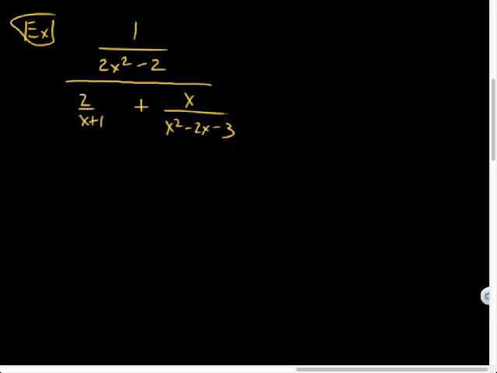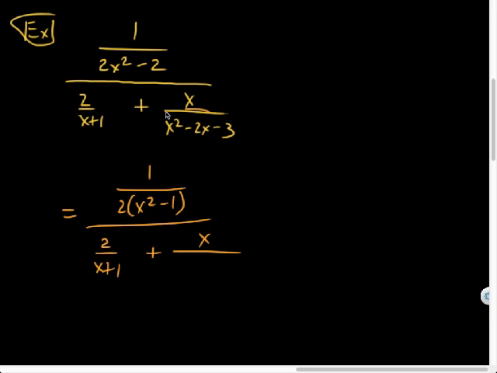First thing I might want to do is factor them, right? So that way I can actually determine what the LCD is. So 1 over, for this one I could factor out a 2. That's going to be 2 times x squared minus 1. This one's already factored. Plus an x over, what does this factor to be? Well, I can find the factors of 3 that subtract to 2. So that's going to be an x with a 1 and an x with a 3.